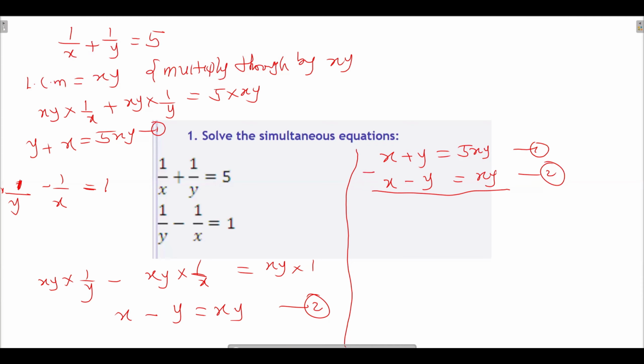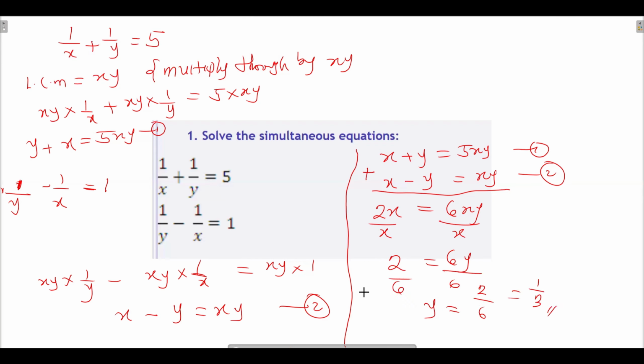If you add x plus x, that's 2x, plus y minus y, that's 0, equals 5xy plus xy, that will give us 6xy. Now we have x here, we have x here, so I can divide both sides by x. So that means 2 will be equal to 6y. And if I divide both sides by 6, my y will be equal to 2 over 6, and that's 1 over 3. Y equals 1 over 3.